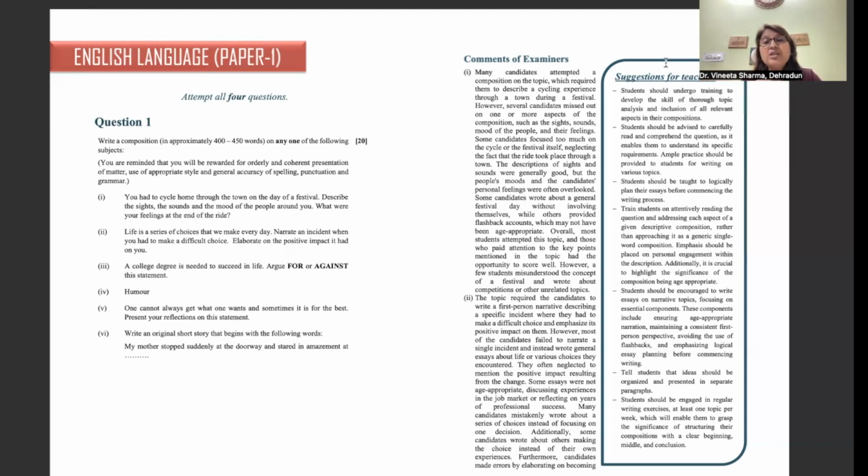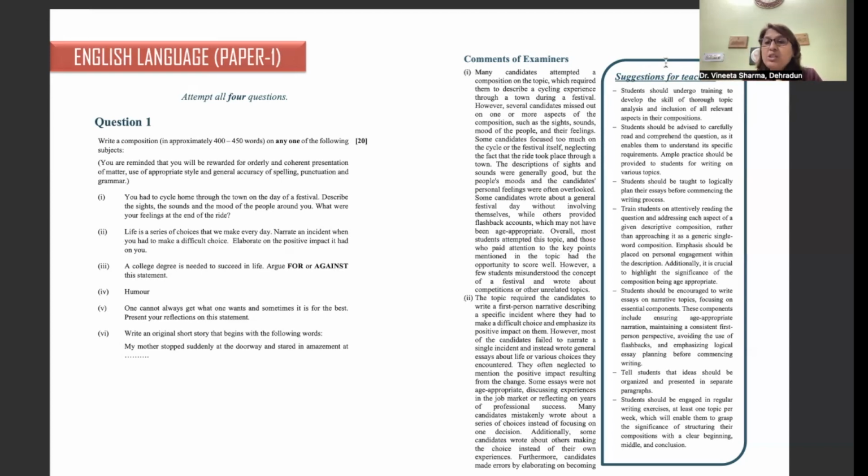So what I suggest, always form different paragraphs. Make one paragraph on sight, one paragraph on sound, describe one paragraph on the mood of the people around you, and make another paragraph about your feelings at the end. Okay, this is what I suggest. Now see what they say. Some candidates focus too much on the cycle or the festival itself, neglecting the fact that the ride took place through a town. Each and every word of the question matters. Each and every word. See, you had to cycle home through the town.